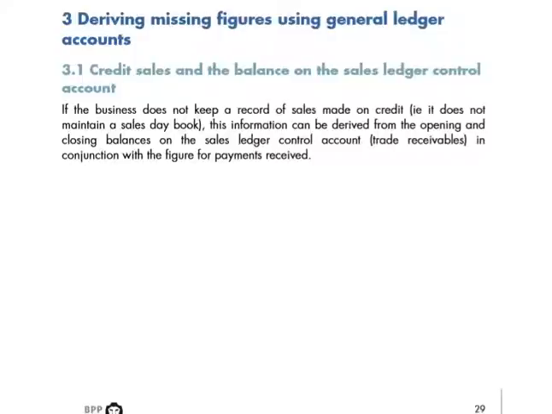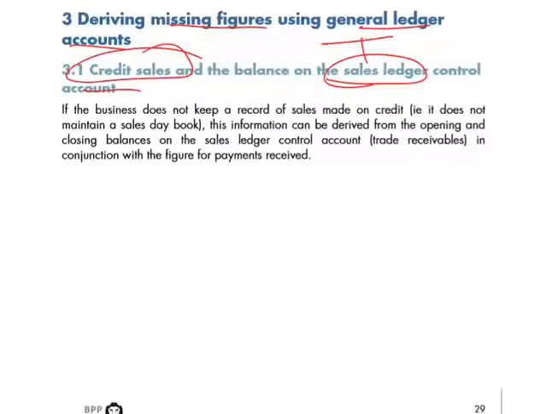Hello and welcome to the third video of this particular chapter, deriving missing figures using general ledgers. Means using T accounts, find the missing figures. At first, we are going to check out sales ledger control account to find credit sales, or could be even other missing figures. By using sales ledger control account, you can find out your missing sales figure.